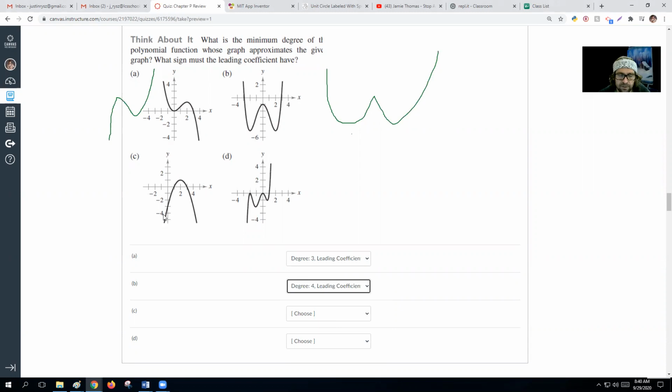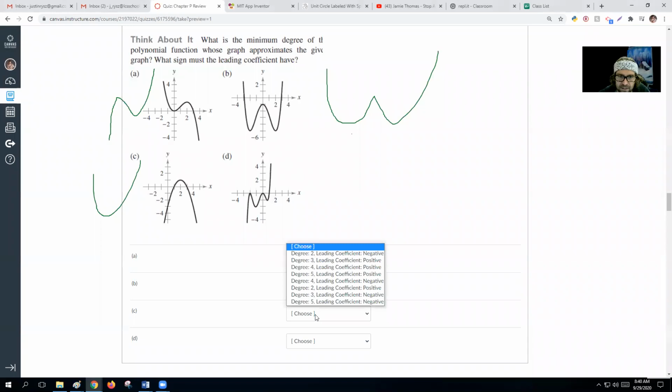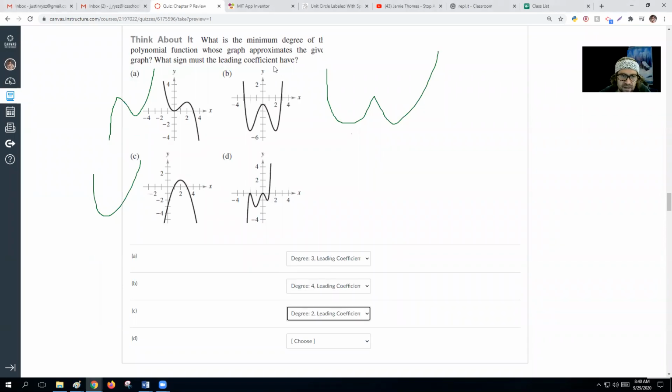All right, C here, we go up and down. That's 2 directions, that's a quadratic. So that's a squared, a degree 2. And I know any square, if it was positive, would make a U shape, which this one doesn't. It's the flip of that. So this is degree 2 that has a negative leading coefficient.